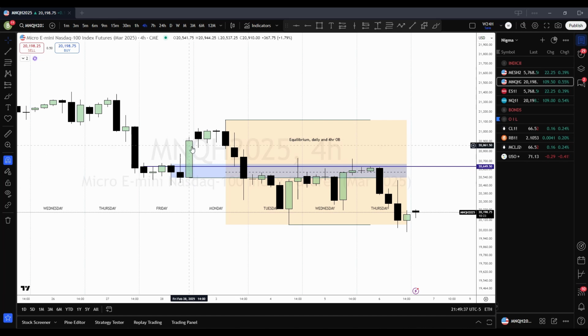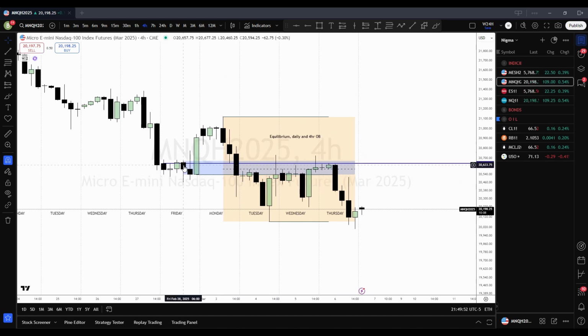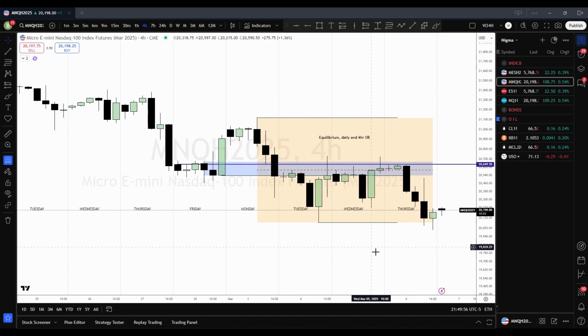And then on Monday we had a change in state of delivery on the 4-hour chart from this up close candle. So we had this opening price, and we have the daily order block. I highlighted these two as possible areas to look for, because smart money bought here, took it up, and then we crossed over onto the lower side.